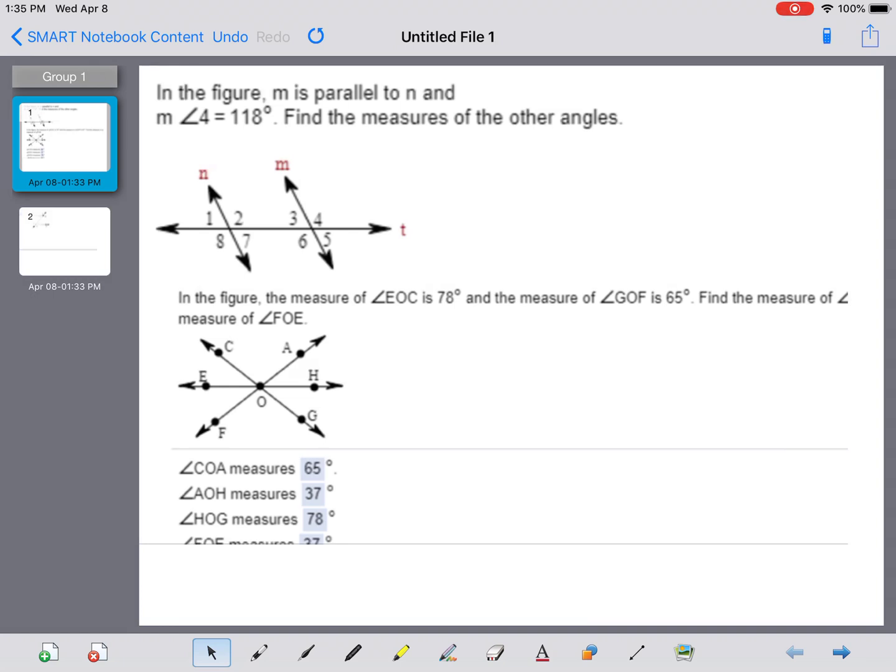Also review the different type of shapes, like what a line is, what a ray is, segment, etc. In this video, I'm going to focus mainly on finding angles.